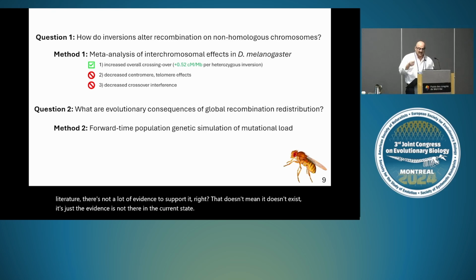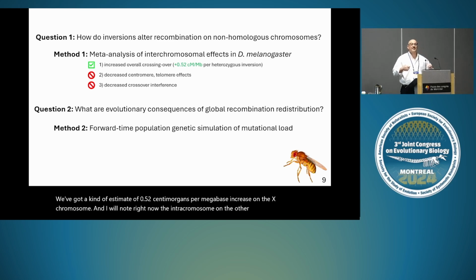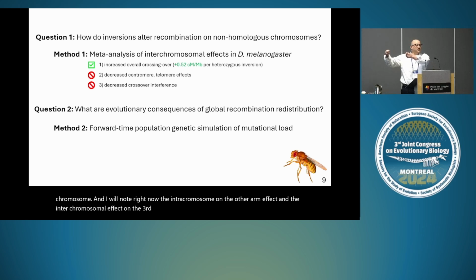We've got an estimate of 0.52 centimorgans per megabase increase on the X chromosome. And I will note right now the intra-chromosome effect on the other arm and the inter-chromosomal effect on the third chromosome, another autosome, they tend to be a little bit smaller. So 0.52 is probably the upper level.